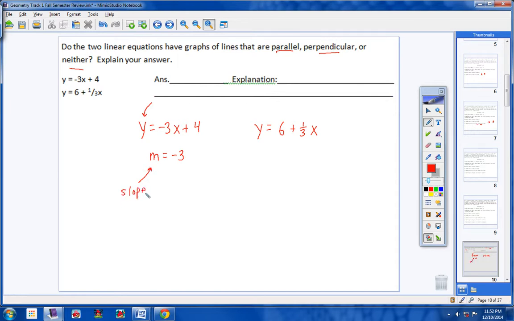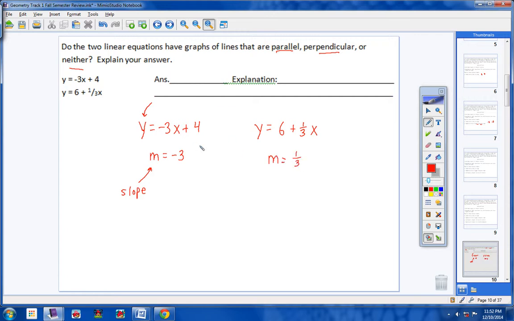Please don't forget that. Now, students, come over here. Is y all by itself? Yes. What number is next to x? 1/3. 6 is not the slope. 1/3 is next to x, so 1/3 is the slope.